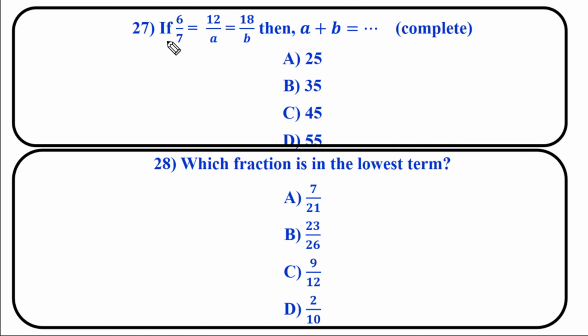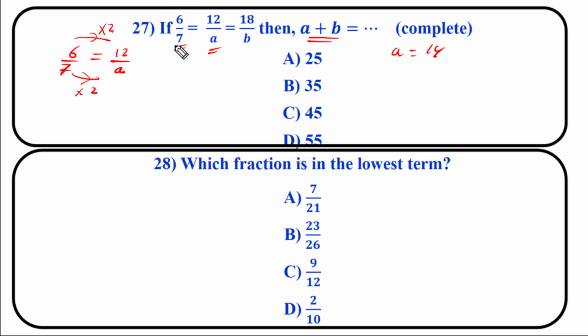Number 27. If 6 over 7 equals 12 over a equals 18 over b, then a plus b equals what? To find the value of a plus b, we will find the value of a and the value of b, then we can add. First, we take the lowest term of the fraction and the second fraction. Now we have 6 over 7 equals 12 over a. To find the equivalent fraction, multiplying by 2 up, so we will multiply by 2 down. Now a equals 7 times 2 equals 14.